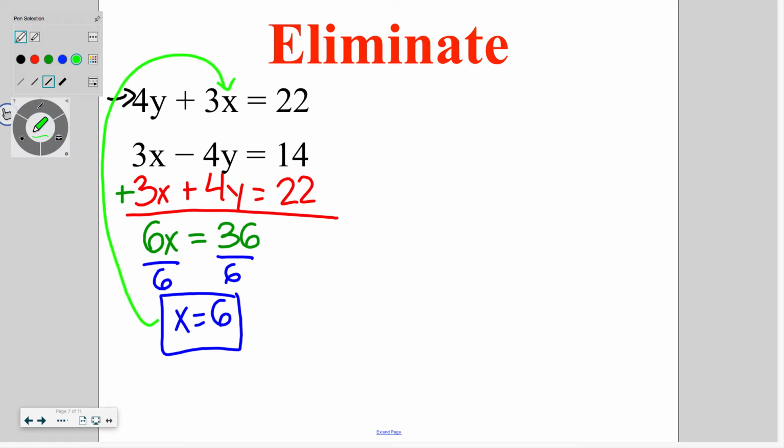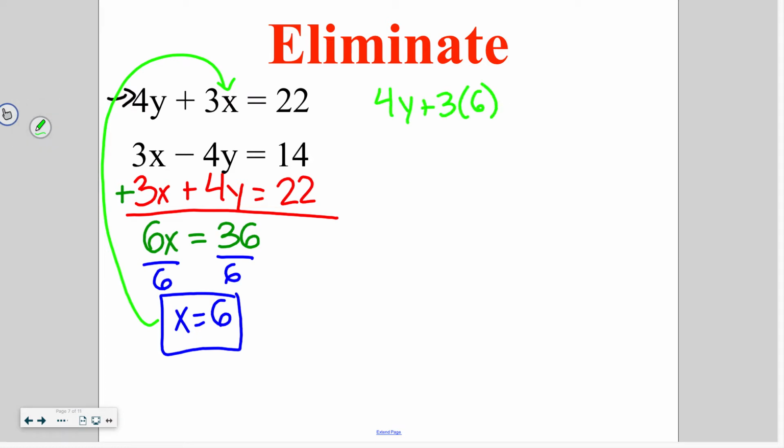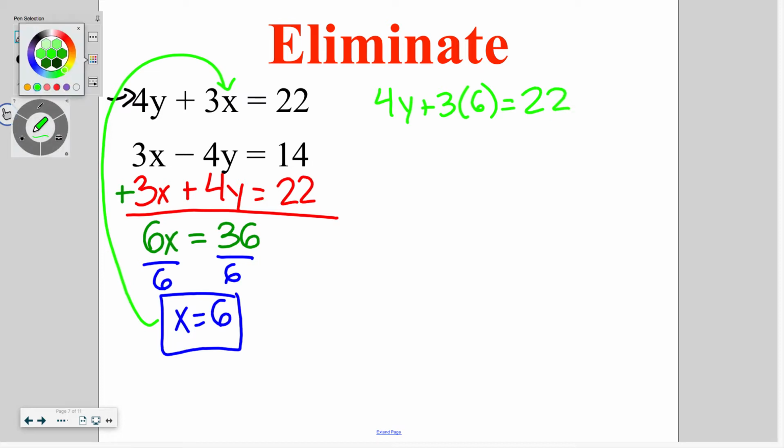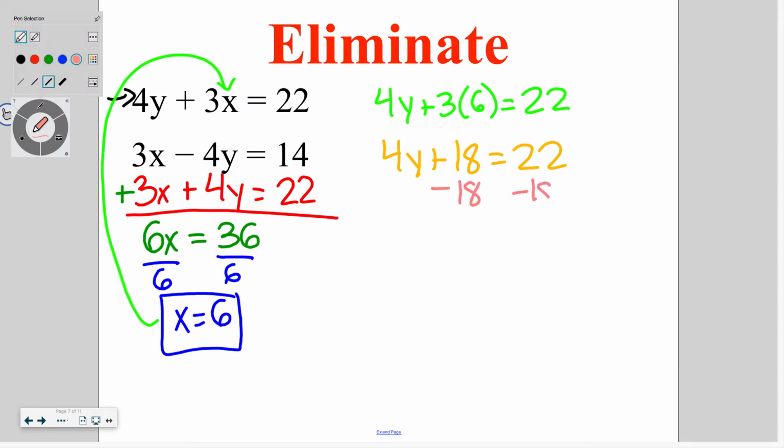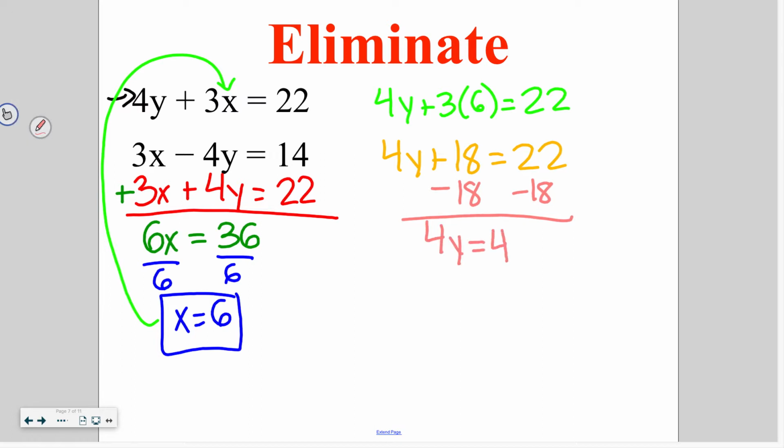I always prefer to use positive equations. So I've got 4y plus 3 times 6 is equal to 22. Multiplying that out, I'm going to end up with 4y plus 18 is equal to 22. Subtracting 18 from both sides, I end up with 4y is equal to 4.